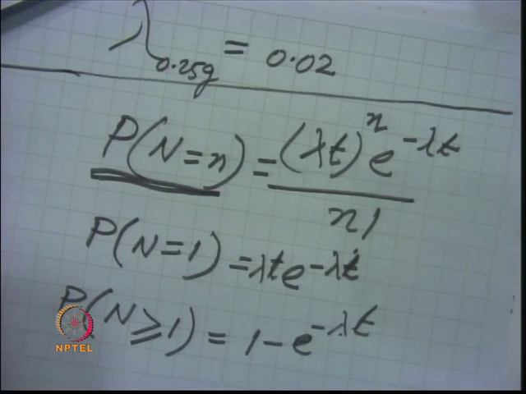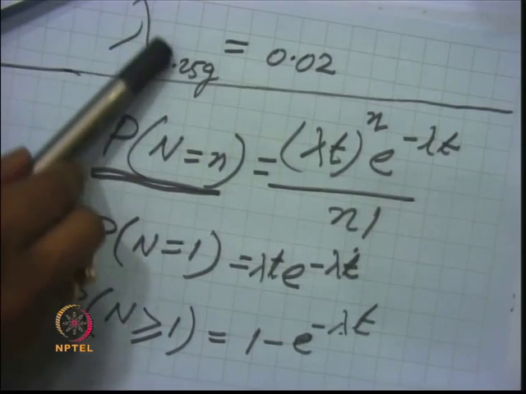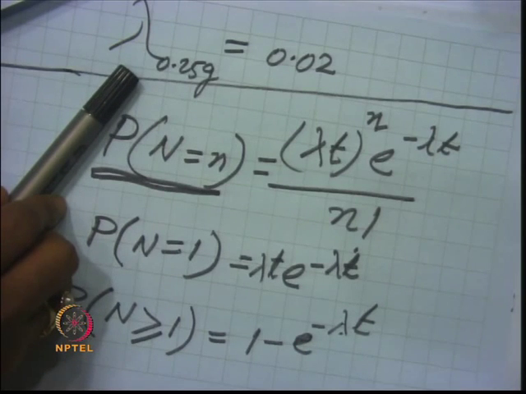So this is given. Now what we have to find out is the probability that exactly one such event, that means only one event where the 0.25 g of peak ground acceleration will take place, in 30 years. The other one is the probability that at least one such event, that means at least once this peak ground level will be exceeded, in 30 years of time. Also find the value of lambda that has a 10% probability of exceedance in 50 years of time. That means one has to calculate the value of this lambda for a 10% exceedance in 50 years of time.